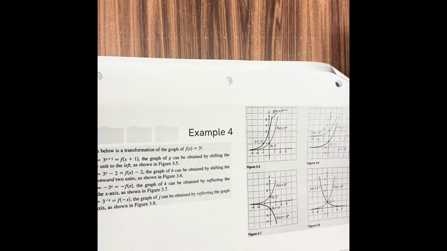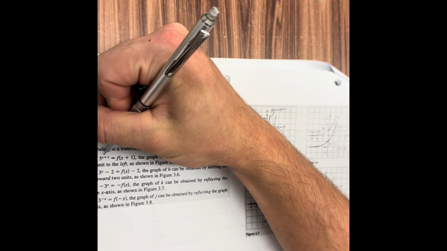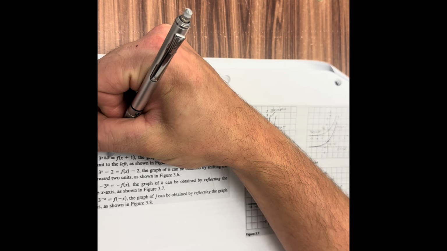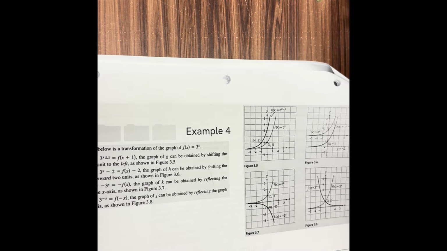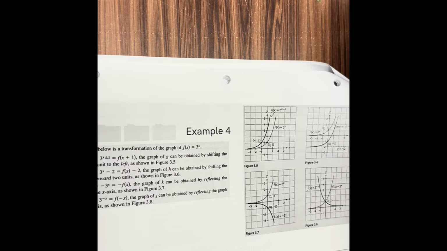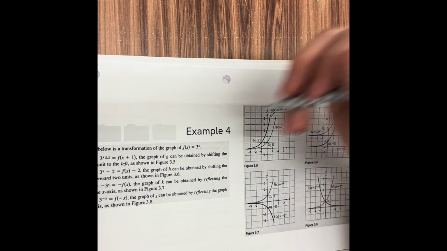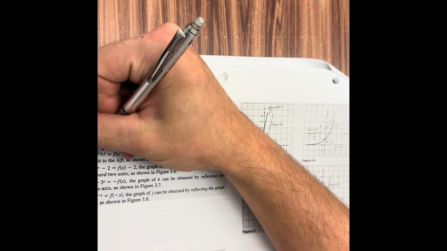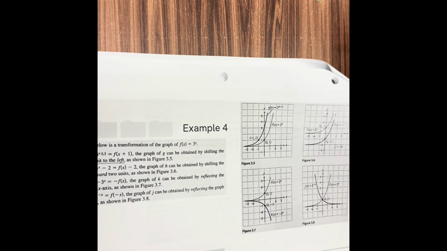So here are just a couple examples. Example 4. Each graph shown below is a transformation of the graph of f of x equals 3 to the power of x. So, transformations again. Letter A, g of x equals 3 to the power of x plus 1. This would be that part where we think of it as being in parentheses. So we've got addition in parentheses, in quotes, all right? That means that we have a horizontal translation. So it's plus 1, it's to the left. So we have a translation 1 unit to the left.